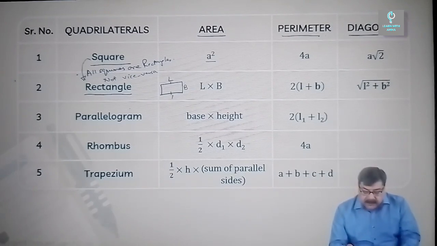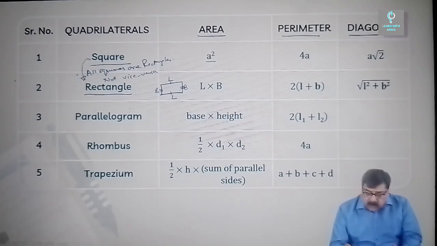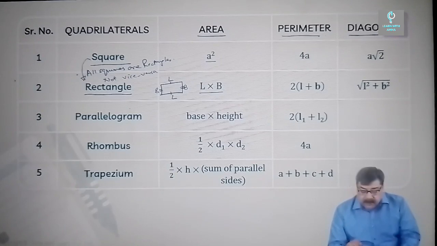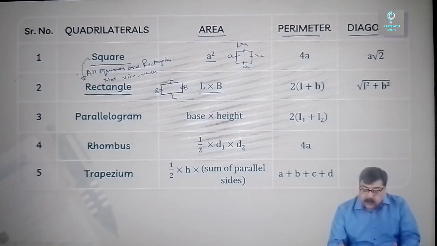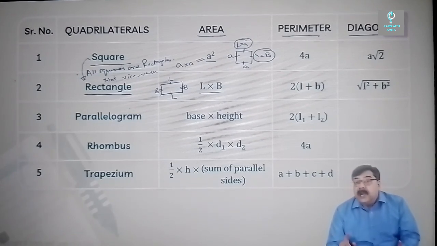These two sides measure the same, and these breadths also measure the same, because the opposite sides are equal and parallel. The area is always given by length into breadth. Because a square also happens to be a rectangle, and we know that each and every side of a square measures the same, let us say a units, the area of a square will be length into breadth. Length here is a, breadth also is a, so a into a gives a square. So the area of a square is a square.